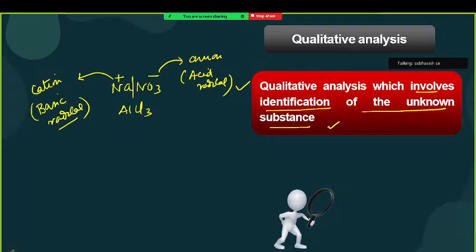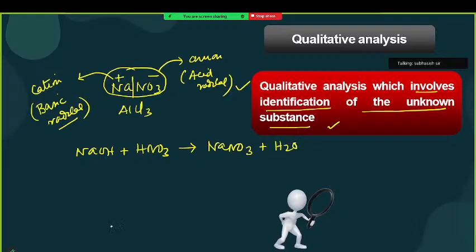Now the point is why the cationic part is known as the basic radical and the anionic part as the acid radical. Take an example like sodium nitrate. How is this salt formed? Sodium nitrate is formed by the reaction between sodium hydroxide and HNO3, nitric acid. They react to form sodium nitrate and water. This is simply an acid-base type reaction, a neutralization reaction. We already know that acids and bases react to form salt and water, and this is the salt.